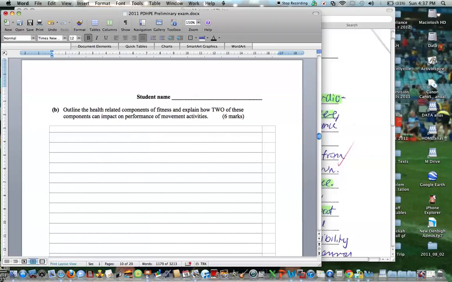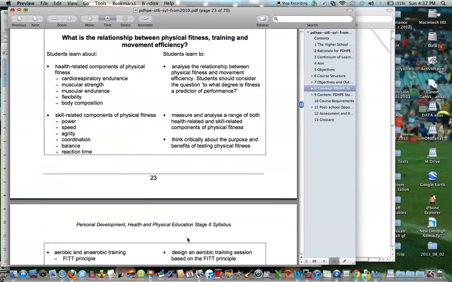Then once those have been outlined, they then had to pick 2 of them and explain how these 2 can impact on performance. Go and have a look at the syllabus. Our health-related components of fitness: cardiorespiratory endurance, muscular strength, muscular endurance, flexibility, and body composition. They're the 5 that could have been covered for health-related components of fitness. So all of these 5 had to be outlined. So very generally just saying what they were to show that you have an understanding. Then you had to pick 2 of them and show how they can impact on performance.